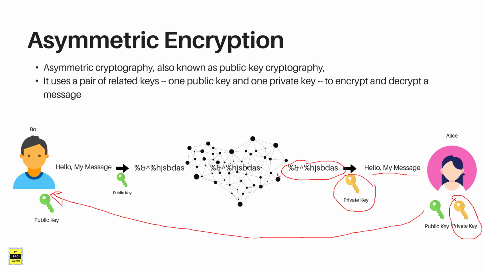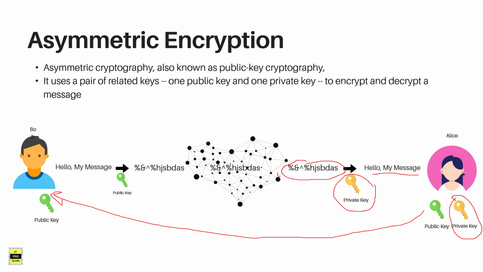As Alice has a private key which always remains in her system, this private key is going to be used to decrypt the message, and the message gets into a readable format. So this is how asymmetric encryption works on the internet.